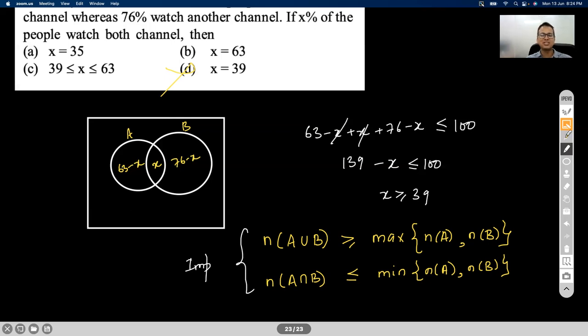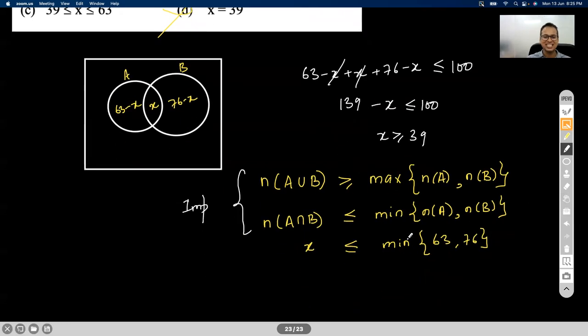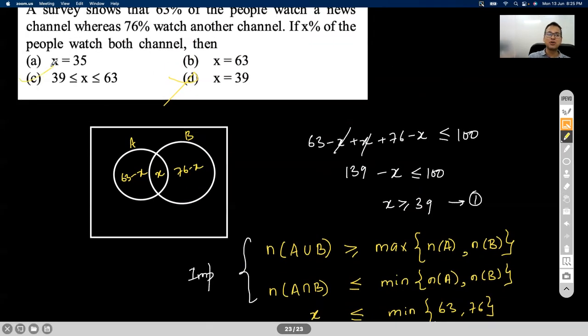I didn't tell you purposely because I wanted you to think. So now this X that you see, it is NA intersection B and it has to be at most the minimum of NA and NB. The minimum of 63 and 76 is 63, right? So X should be lesser than or equal to 63. If you combine the first and the second, X should be between 39 and 63. So option C, which unfortunately was the least chosen option out of B, C and D, is actually the right answer.